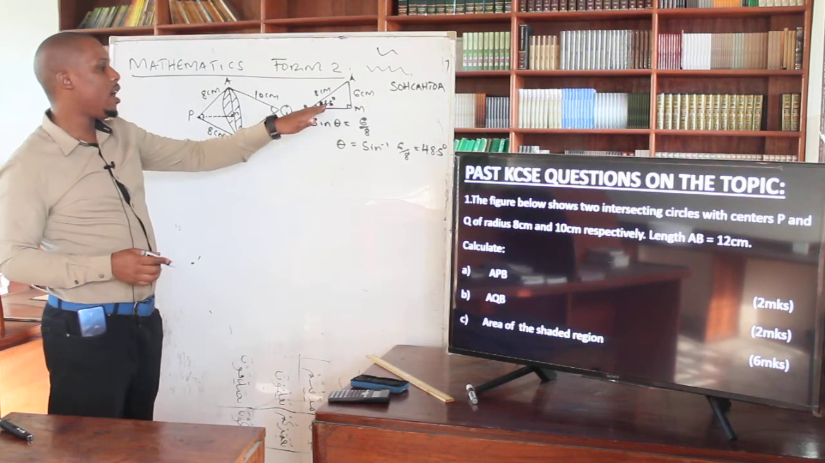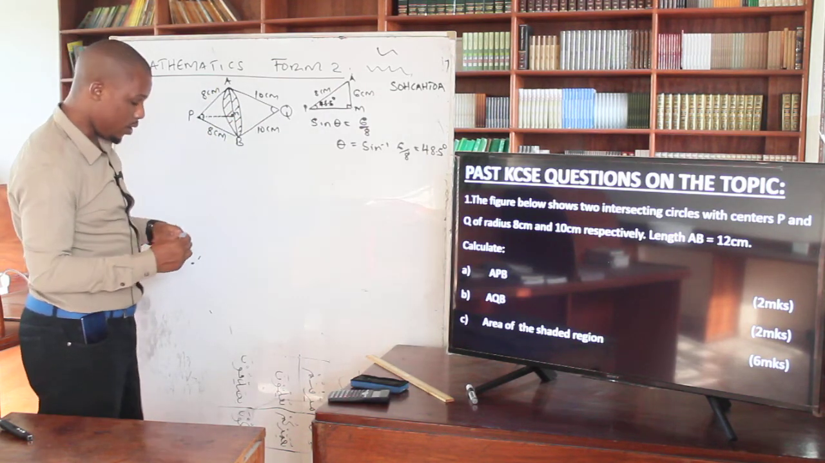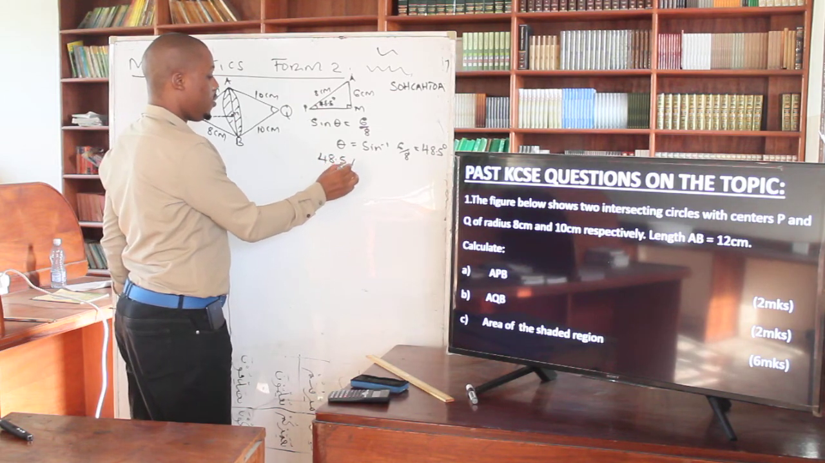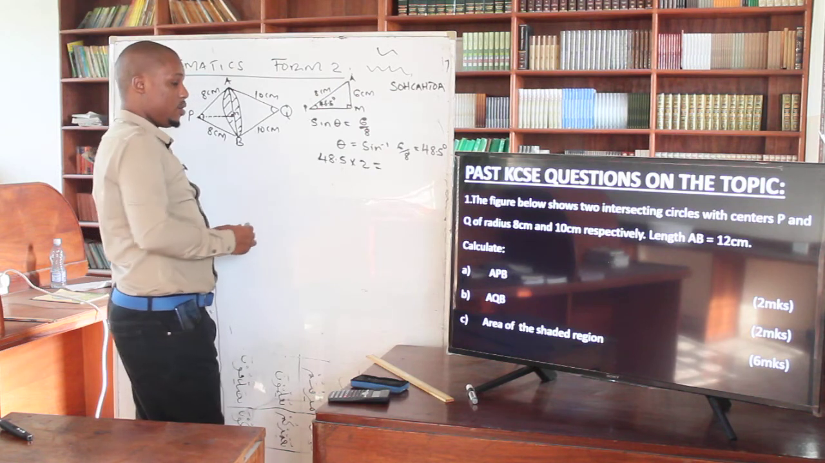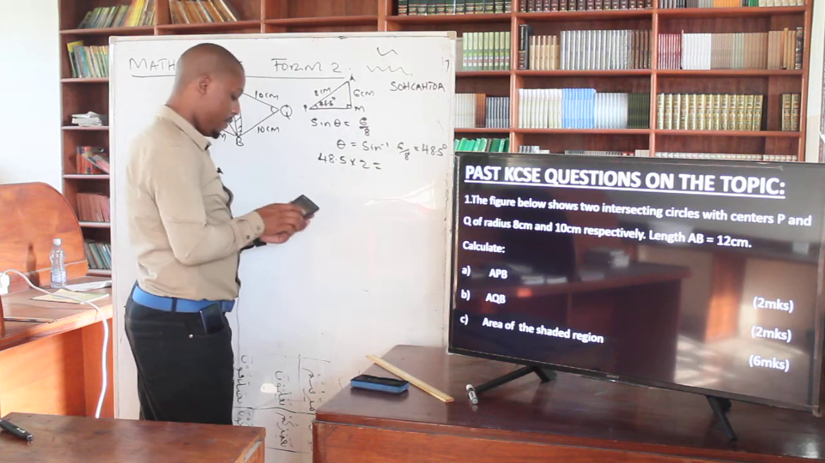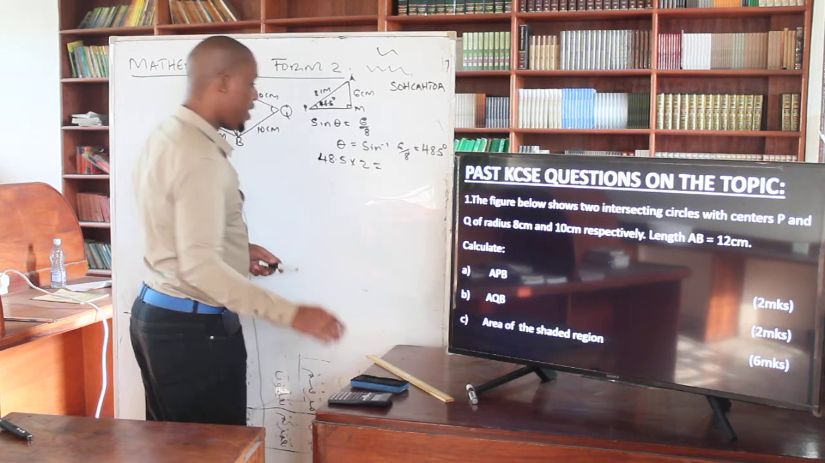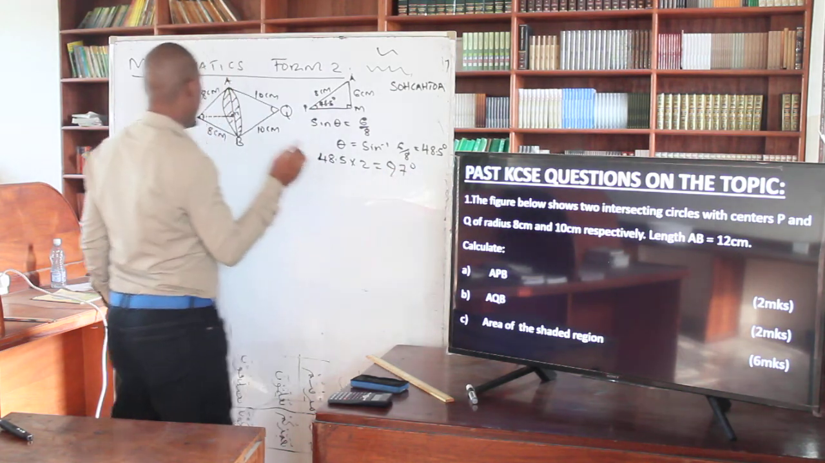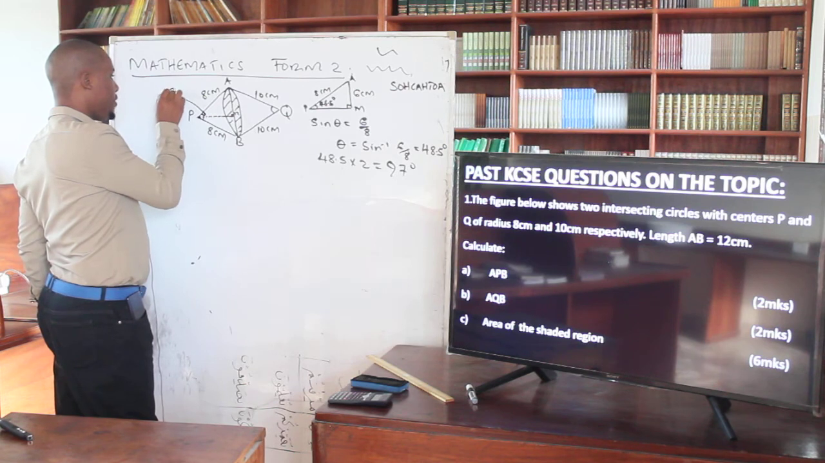But remember, which angle do you need? You need this angle, you need the whole of it, APB. So you have to multiply by 2. When you multiply 48.5 by 2, what are you going to get? That one gives you 97. So multiplying by 2 there, this one is going to give you 97 degrees. This angle is 97 degrees.